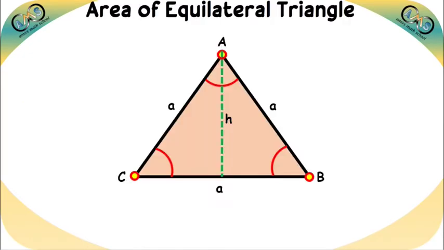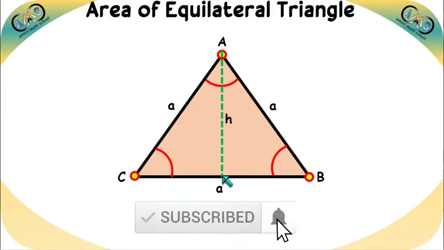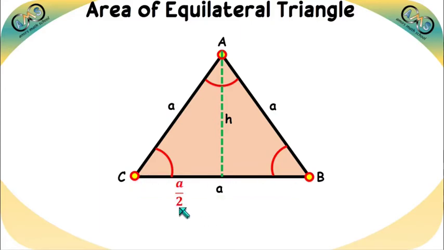Suppose this one is the equilateral triangle. For the equilateral triangle, we know all three sides are equal. Suppose the length of side is a, and this one is the height, this one is the h. And this one is also the median of this triangle. And in case of median, this median splits this side BC into two equal parts. So if this length is a, so the half length is a by 2. This half length is also a by 2.